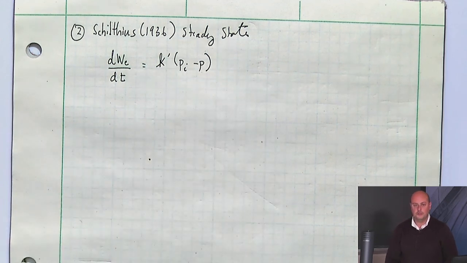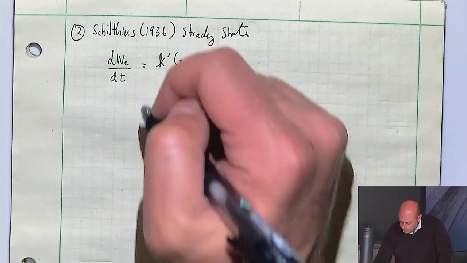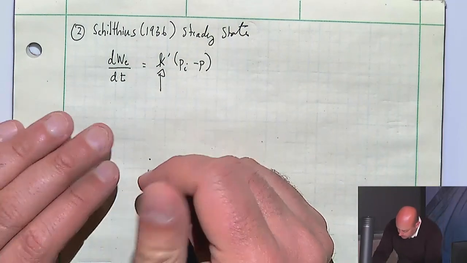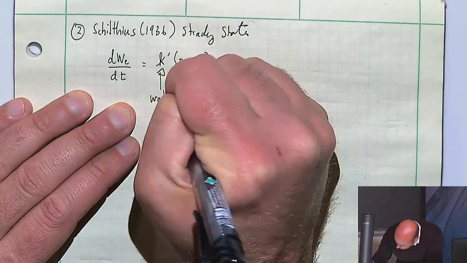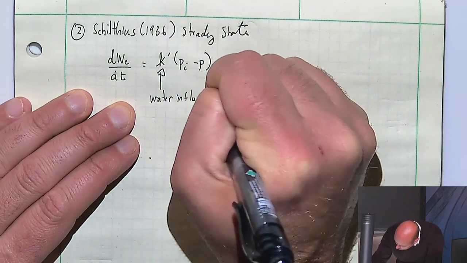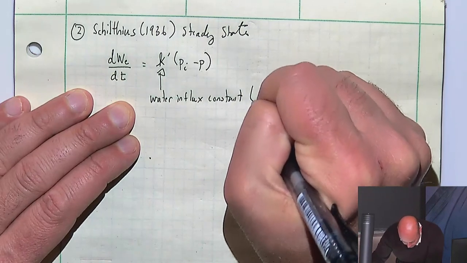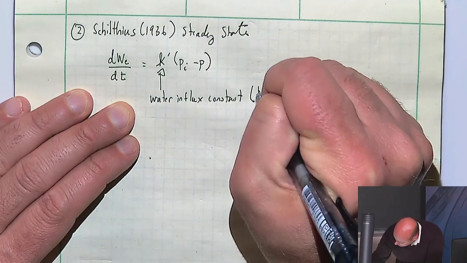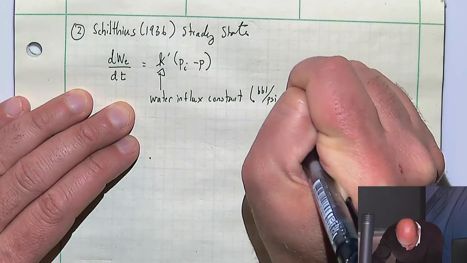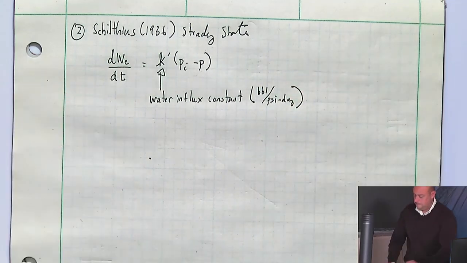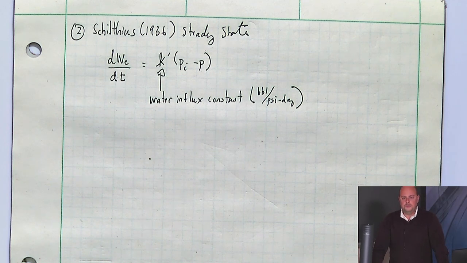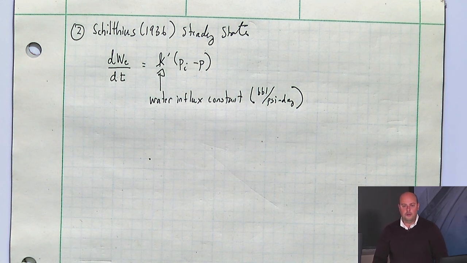Pi is initial pressure, P is the reservoir pressure, and then we have this new constant which we're going to call the water influx constant, which has got units of barrels per PSI per day, right? And do not confuse that with permeability. I know we use K for permeability a lot. That's why we put a prime on there to distinguish it from permeability. They're not related at all, okay?